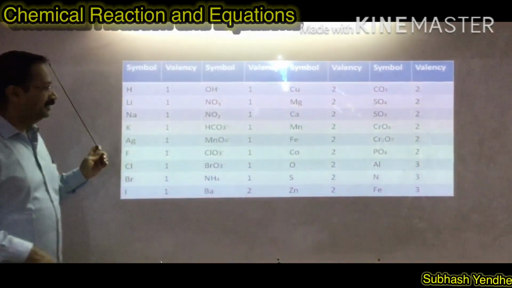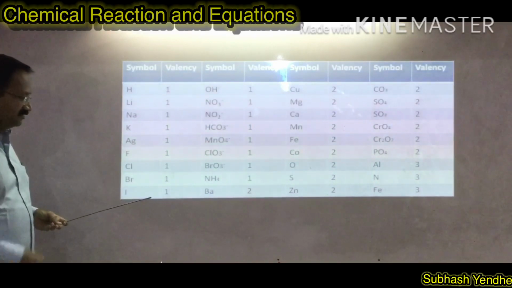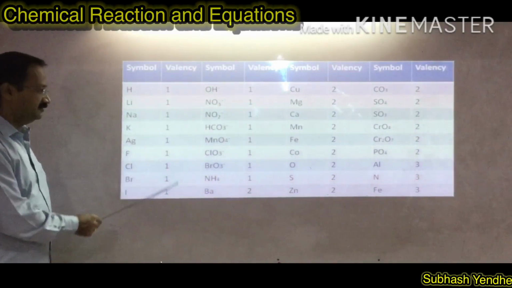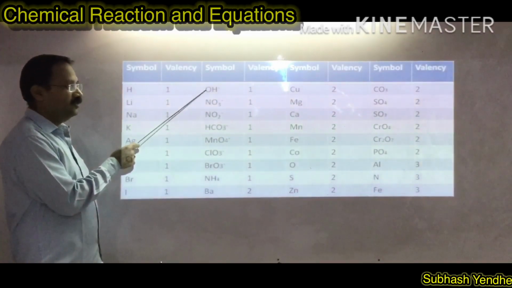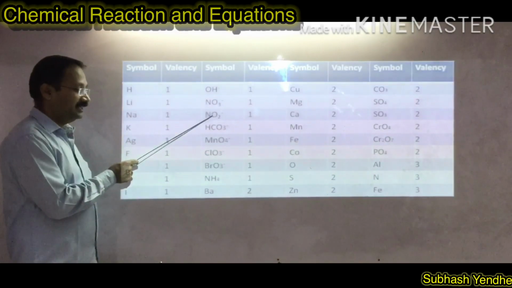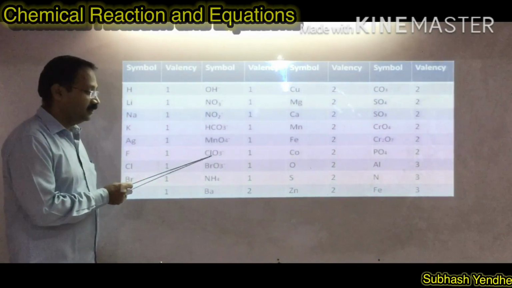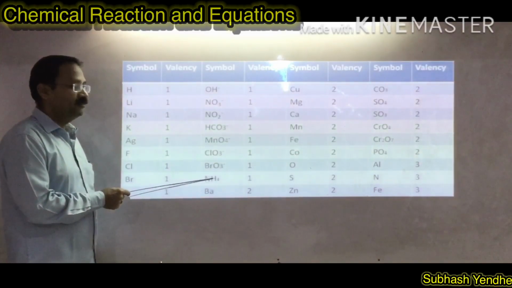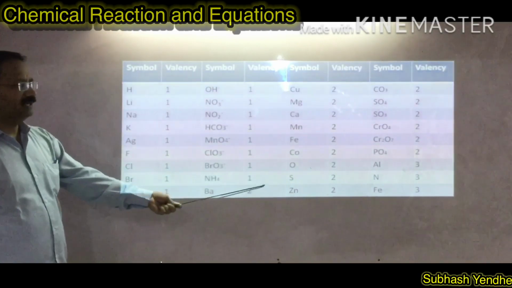Now let's see again. Ha, li, na, ki, Ag made first class biryani item. They have valency 1. Now O, no, no have valency 1: OH for hydroxide, nitrate, then nitrite, then bicarbonate, permanganate, then chlorate, bromate and ammonium. They have valency 1, and the remaining have valency 2.